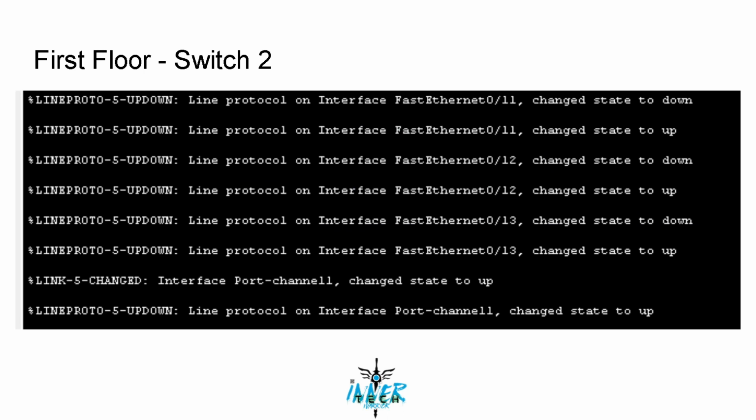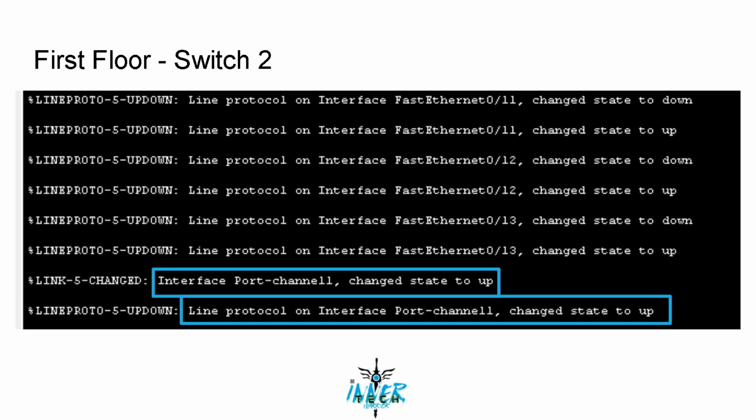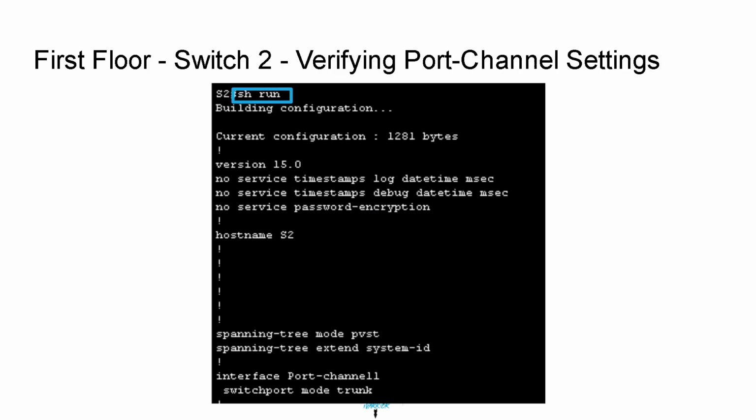Notice the logs that appear when you put in those commands. The last two lines show that port channel 1 changed its state to up. Let's verify the port channel settings. We can start with the show run command.